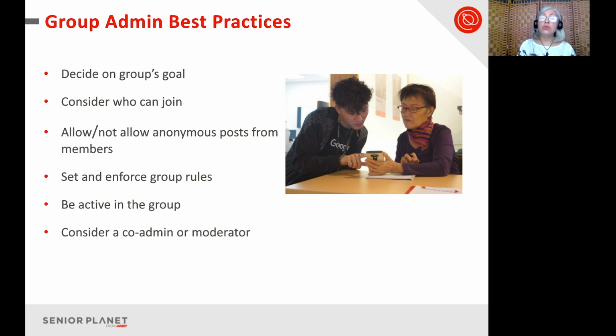As admin, you will set the group rules, as we saw, and you need to enforce them. How are you going to enforce the group rules? If somebody violates some of these rules, maybe it was a less than polite post, or maybe somebody posted an ad when one of the rules was no ads. So how are you going to go about it? Are you going to send a warning? Are you going to delete the post?